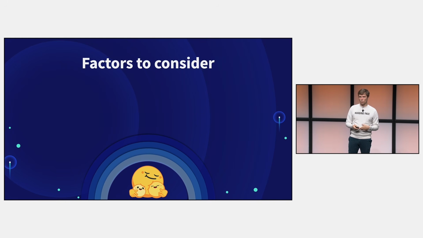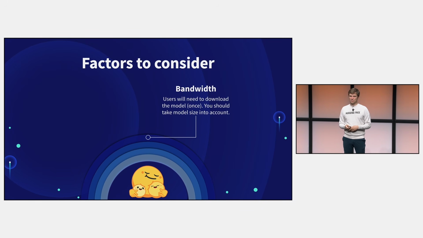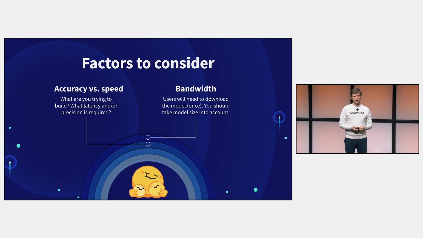Some factors to consider when building WebAI applications. So, of course, bandwidth. The user is going to need to download the model at least once. The model, once downloaded, is cached, so you won't have to be re-downloading things. So model size needs to be taken into account. Accuracy versus speed: whether ensuring high accuracy is very important, or you're trying to run in real time, there are some trade-offs to make.